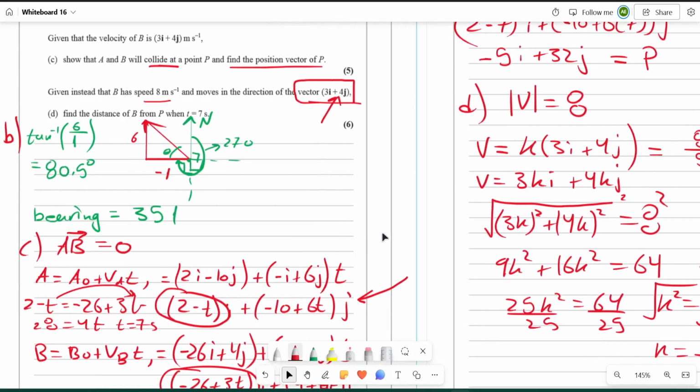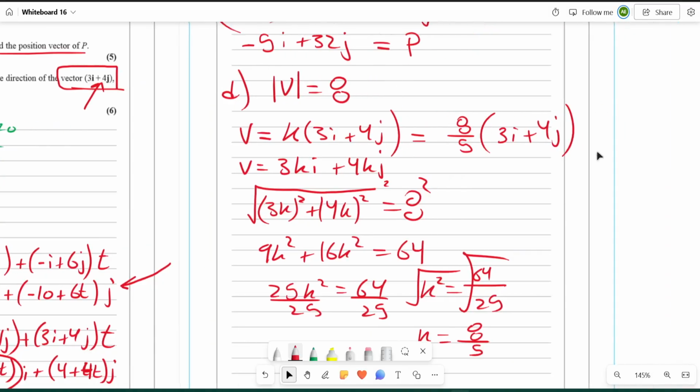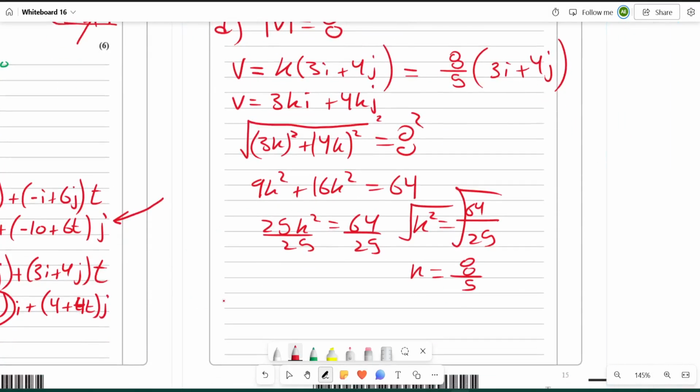Why did I do all that? Because to find the distance of B from P, I will need to know the position of B at t equals 7 seconds, okay? And I already know the position of P. I already got it. It's negative 5 plus 32. So to get the position of B, we obviously need to find the velocity vector of B, because the general position vector of B now is going to equal B0 plus the V B which we got over here, which is this new velocity, times the time.